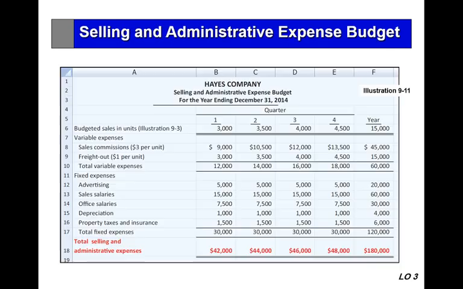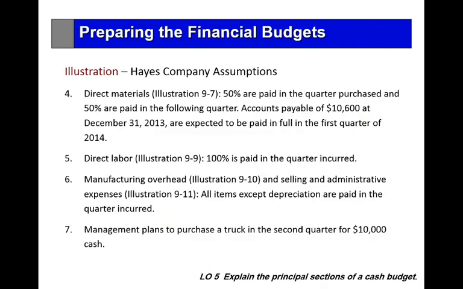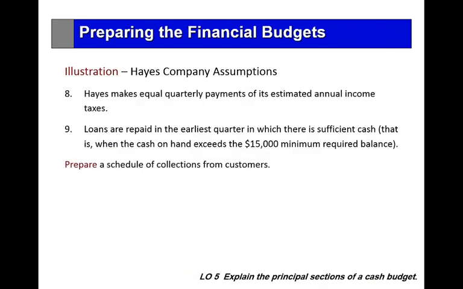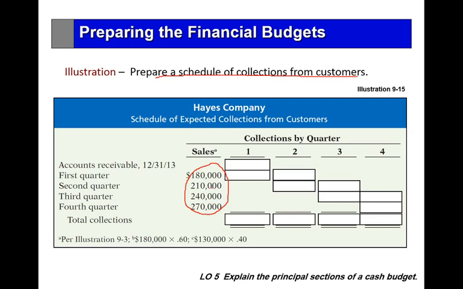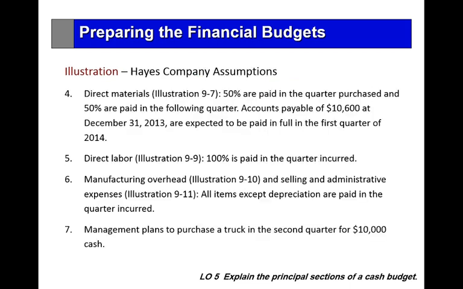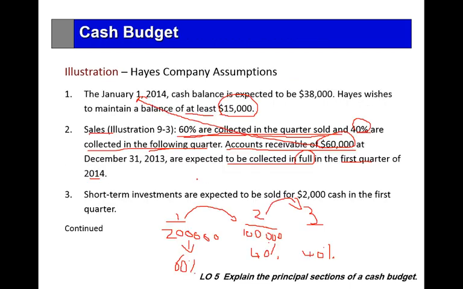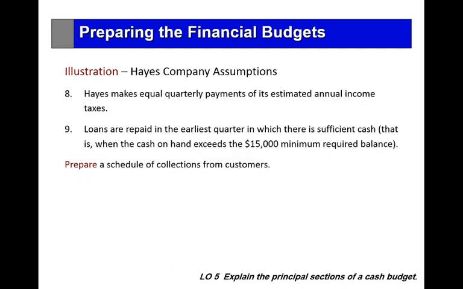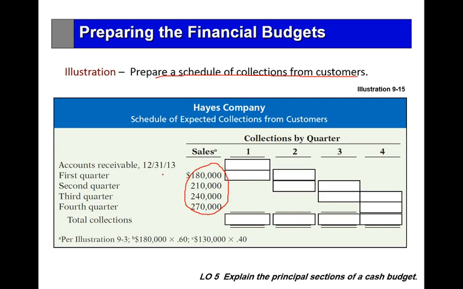Then we have the sales from the first budget, and to apply the information in the illustration, we have 60% collected in the quarter sold, 40% collected in the following quarter. Okay, go ahead with this slide.